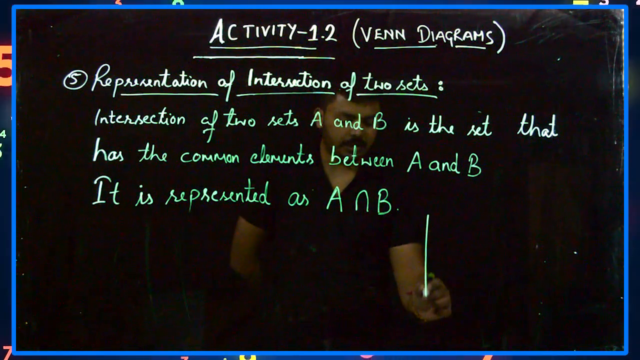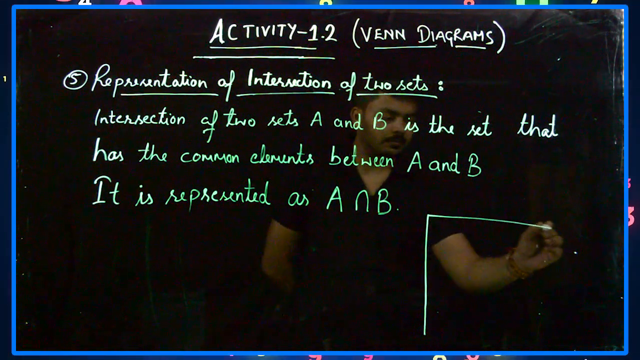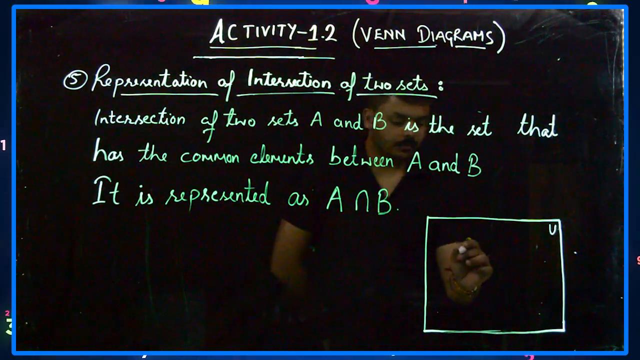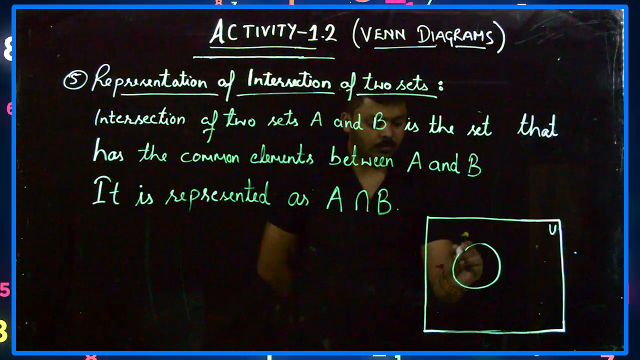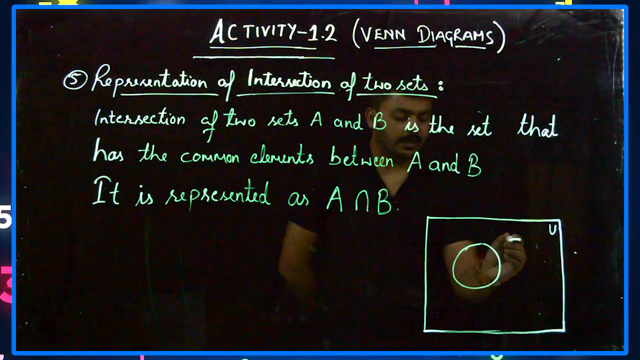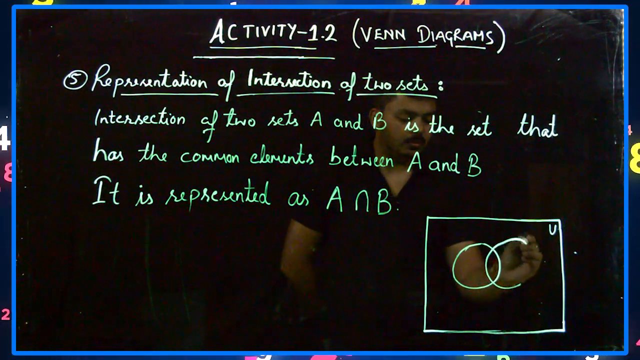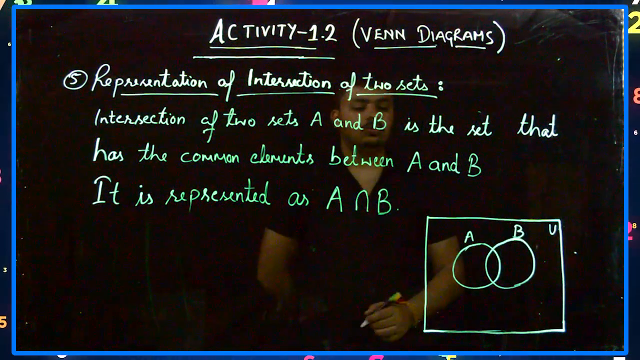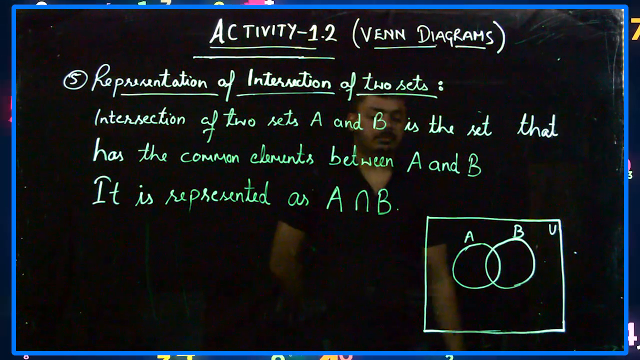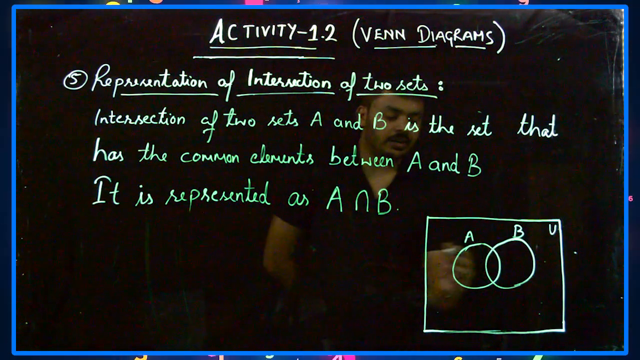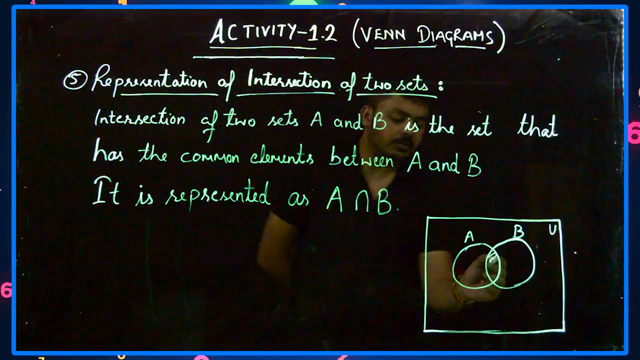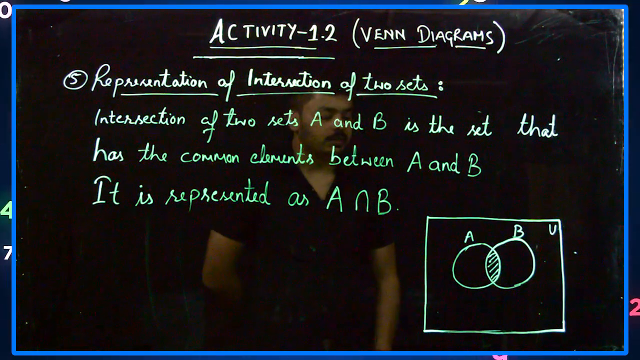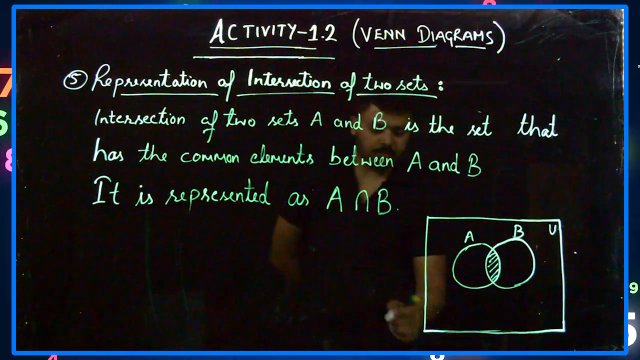Now let's represent it on a Venn diagram. This is the universal set. This is set A and this is set B. Now to represent A intersection B, we shade the common elements between A and B. So the shaded region represents A intersection B.